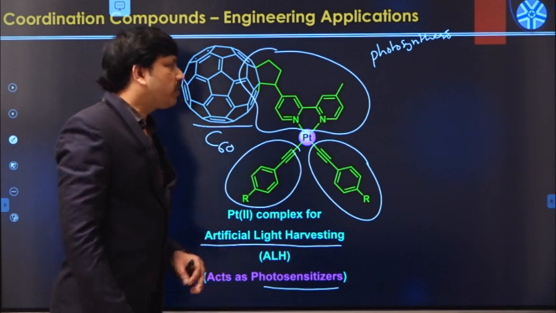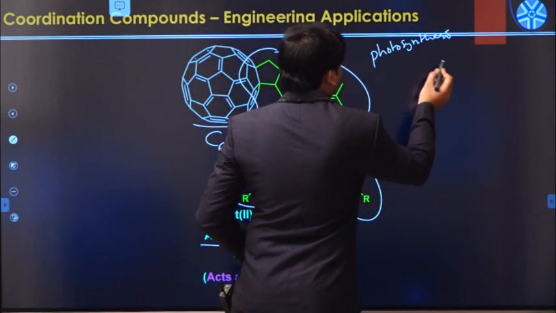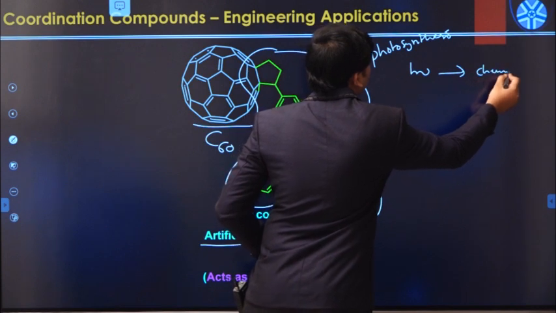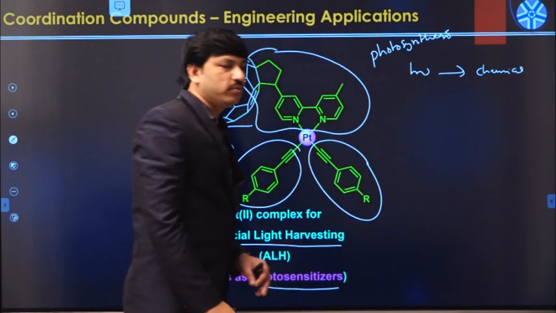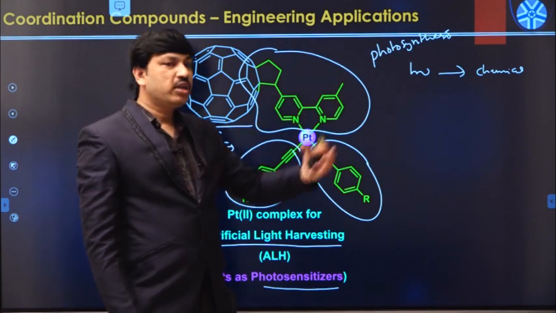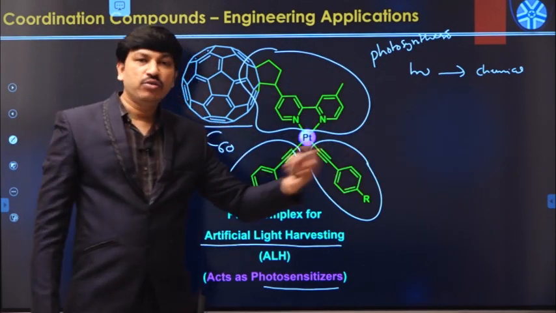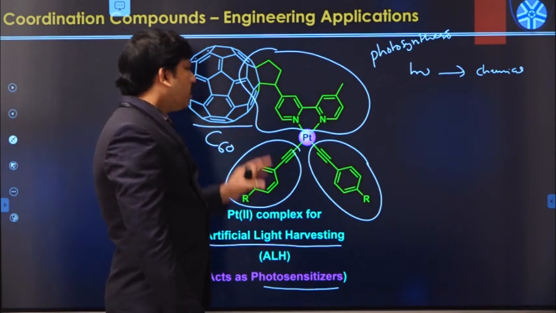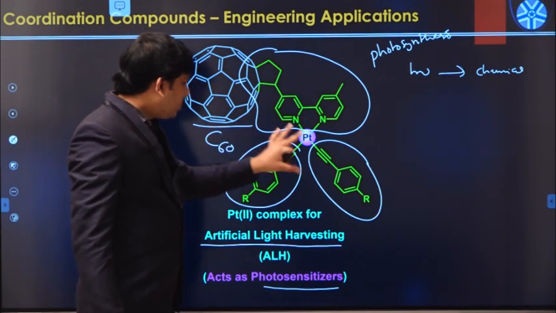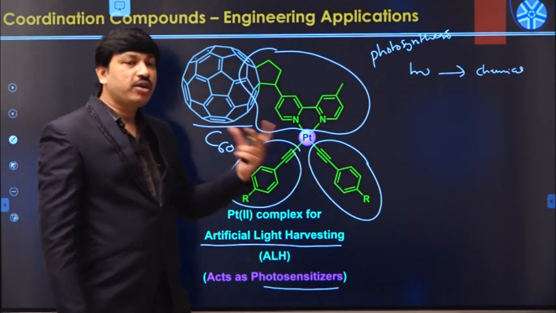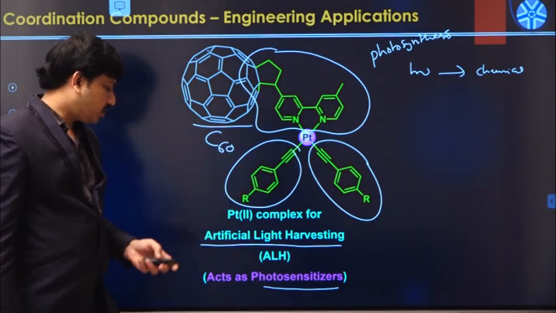Photosynthesis method. So what is the photosynthesis method? Plants actually absorb sun radiation and convert that into chemical energy, yes or no? So that means plants can absorb sun radiation or light radiation, and that is converted into corresponding chemical energy. In a similar fashion, even this platinum metal complex is acting as an artificial light harvesting system.